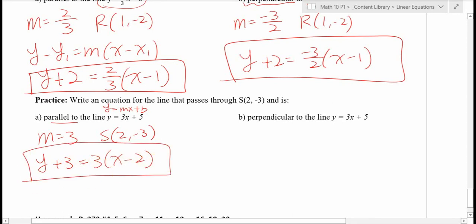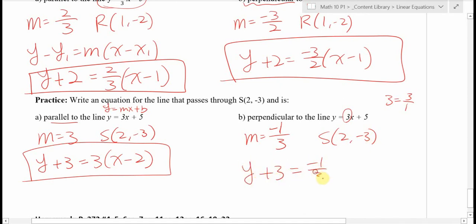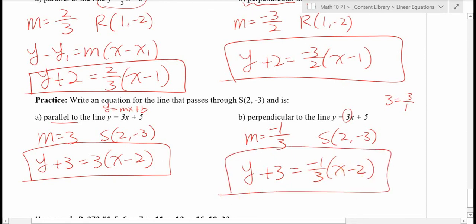There you go. For part B, it's very similar. It's perpendicular, so the slope should be the negative reciprocal of that. Remember, 3 is the same as 3 over 1. So if you reciprocate that, it's 1 out of 3, and it's negative of that. So it's negative 1 over 3. That's the slope of the perpendicular line. And we know it goes through the point 2 comma negative 3, and therefore the equation would be y plus 3 equals negative 1/3 times x minus 2, and that is your final answer.